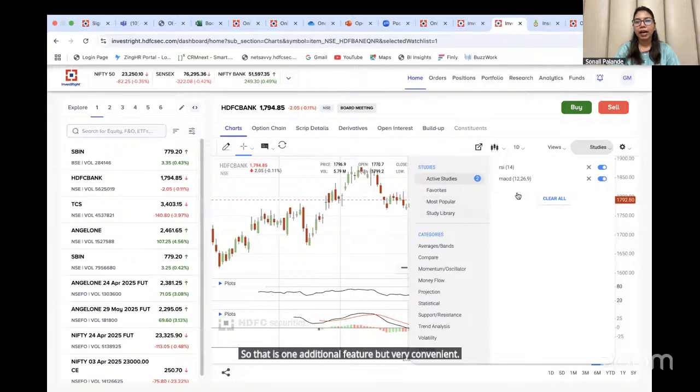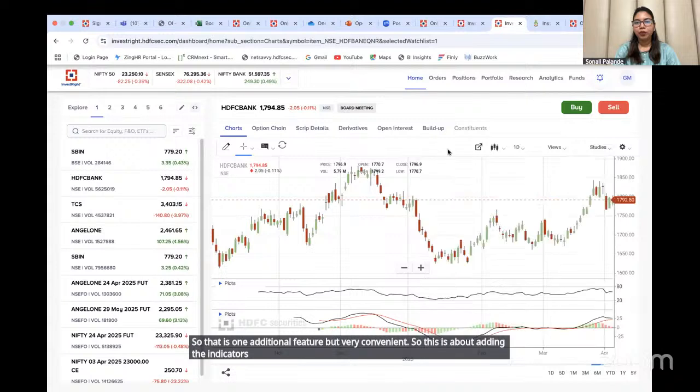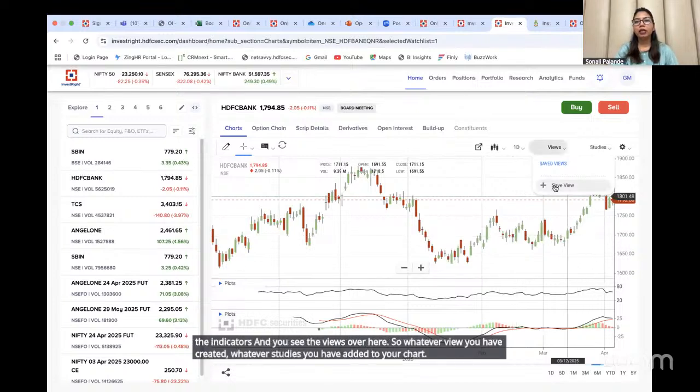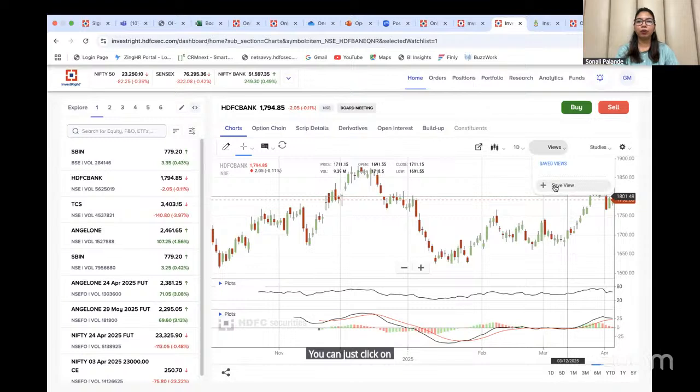So this is about adding the indicators, and you see the views over here. So whatever view you have created, whatever studies you have added to your chart, you can just click on save view and it will be saved for you. You can give whatever name you want for your later preference.